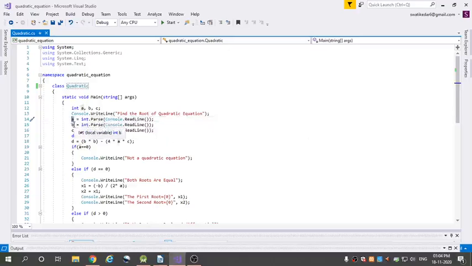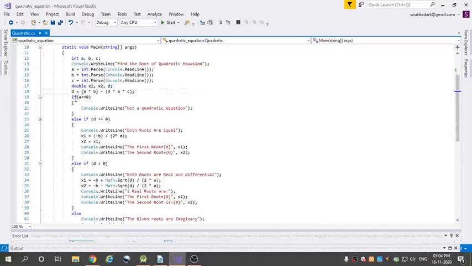So we have taken here int.Parse, that value will be converted into integer and stored in this a. After that b also same, b is equal to int.Parse in bracket Console.ReadLine method. After that c is also same, c is equal to int.Parse Console.ReadLine, that reads the value from the console. After that we have taken here three variables x1, x2 and d of type double. After that d is equal to in bracket b into b minus in bracket 4 into a into c, bracket complete.